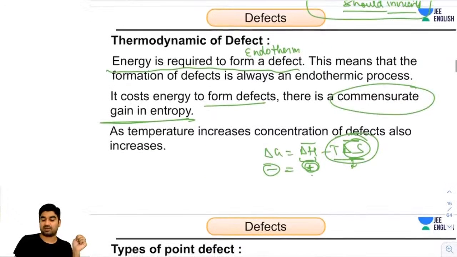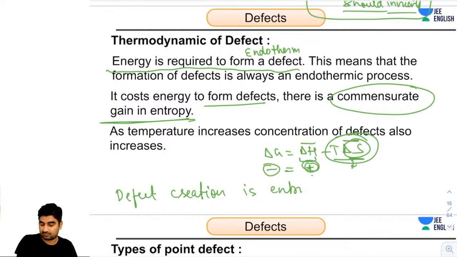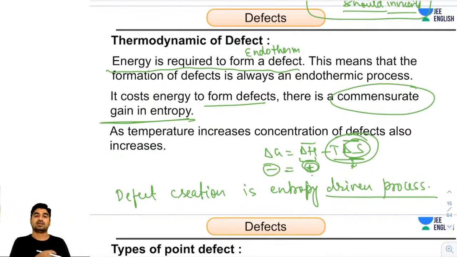So thermodynamic, I have told you guys, so you can write in a single line. Defect creation is entropy driven process. Why? Because enthalpy factor does not favor it. Note it down.